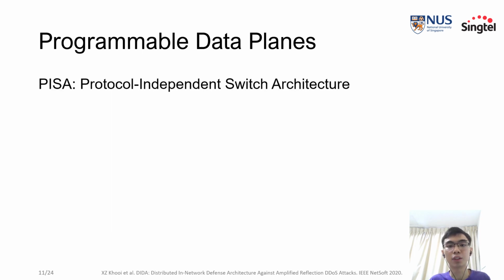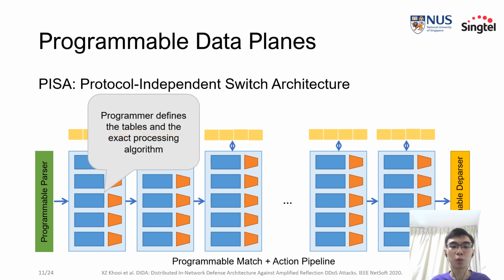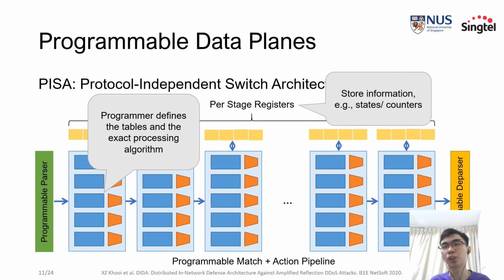As an example, the notable piece of architecture is shown here. On both ends, there is the programmable parser and the programmable deparser. In between, there is the programmable match action pipeline. This is where we get to define the tables as well as our custom packet processing logic. Then for each stage in the pipeline, there are per stage registers. This is where we store information related to states or counters.